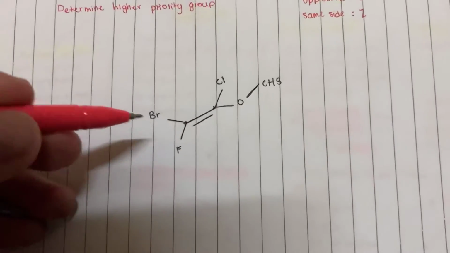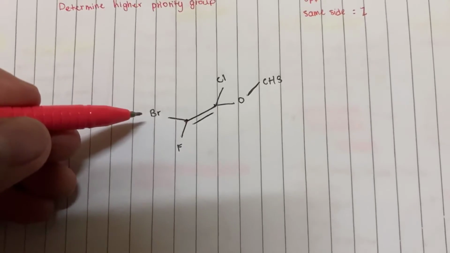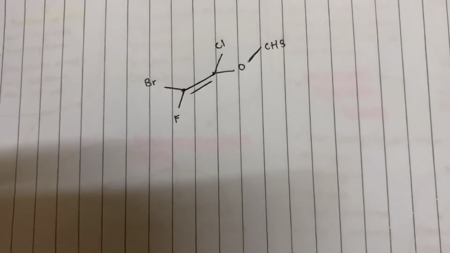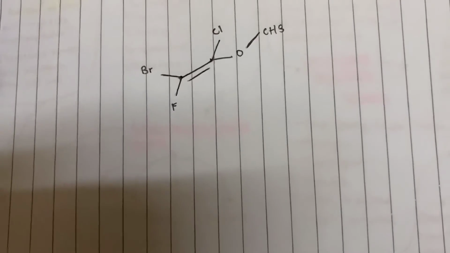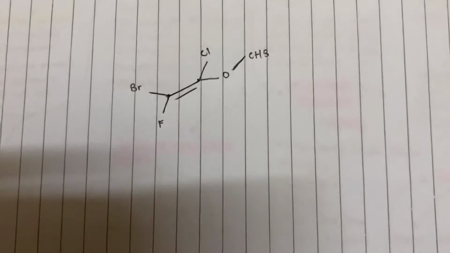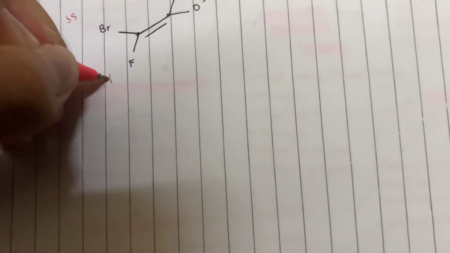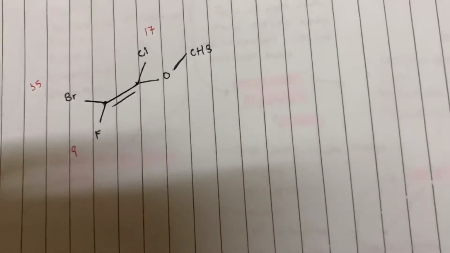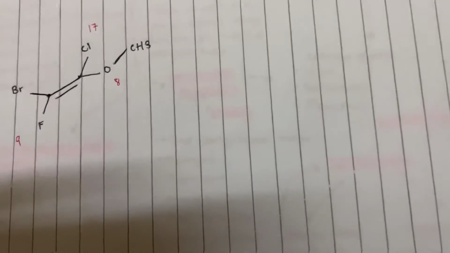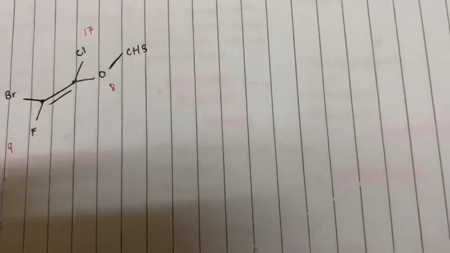In this question, we can see the bromine. We have 35 in the periodic table, 35, and fluoro we have 9, chlorine we have 17, oxygen we have 8, the priority group, and CH3 we have 6 and 1.